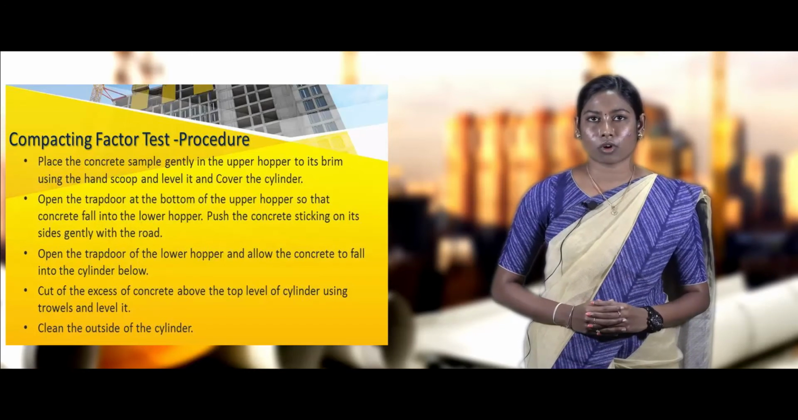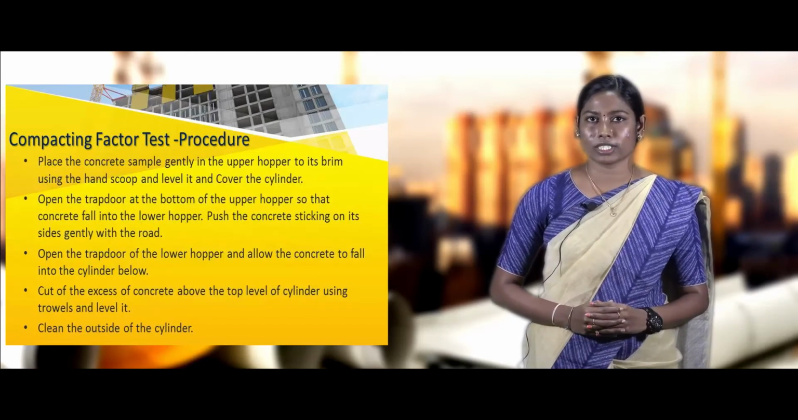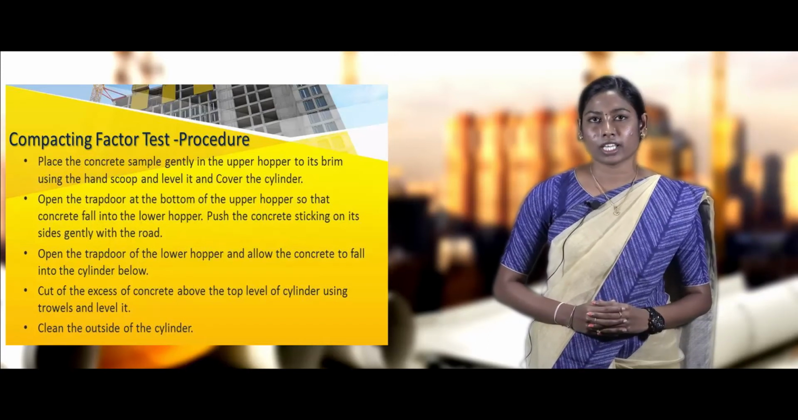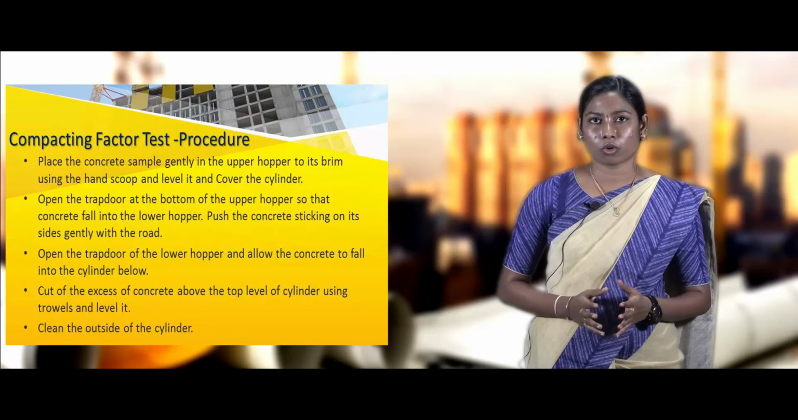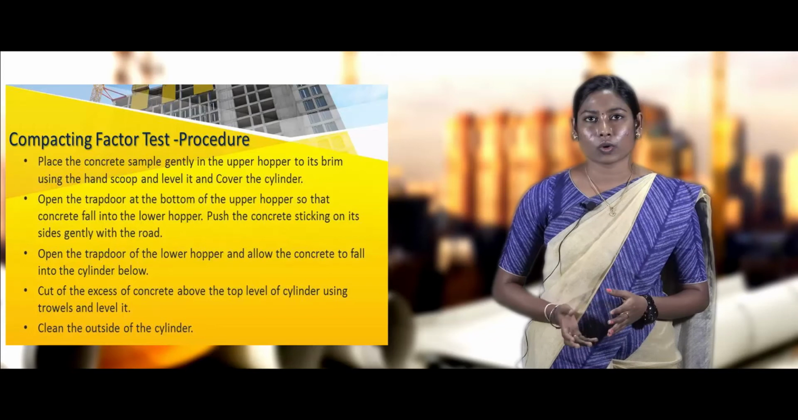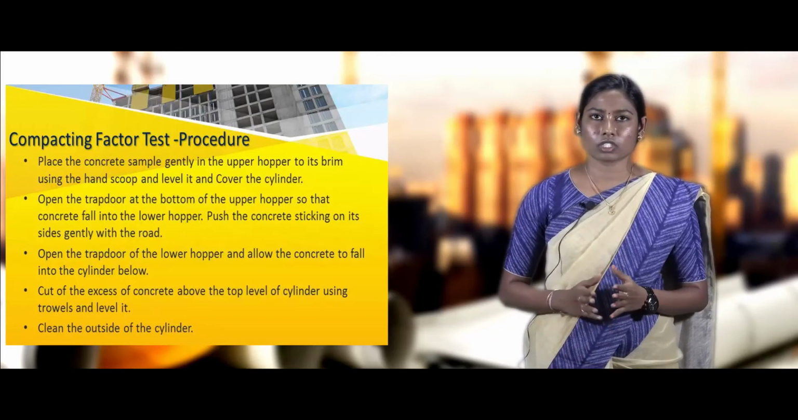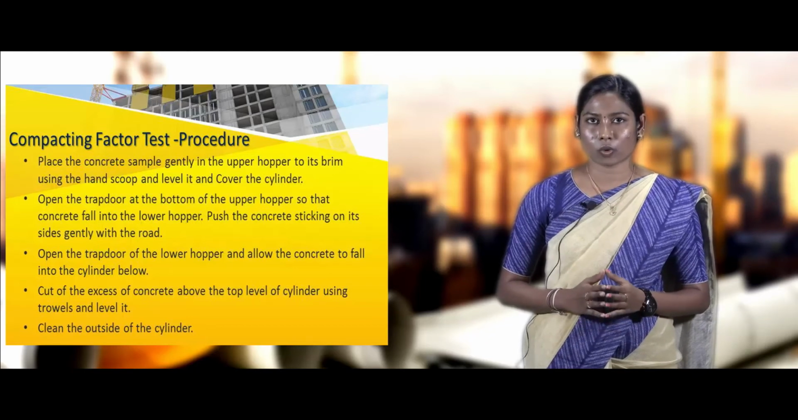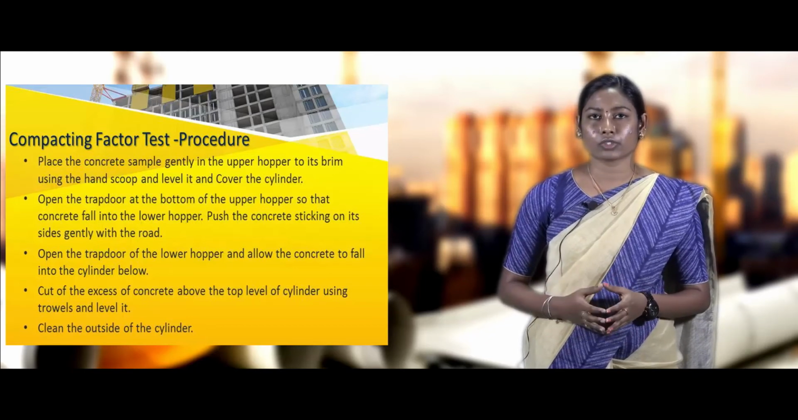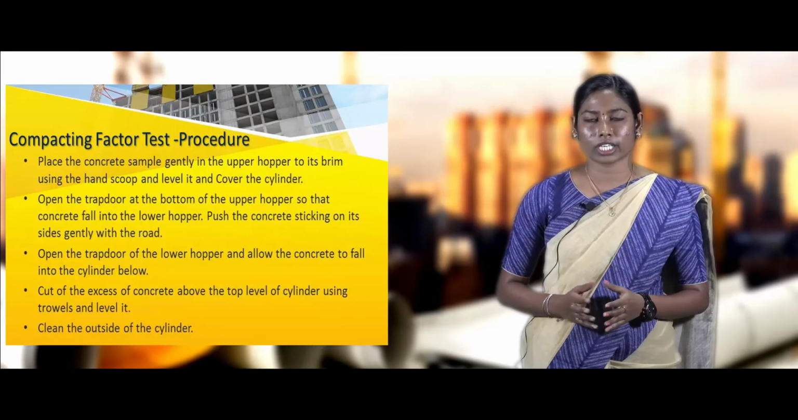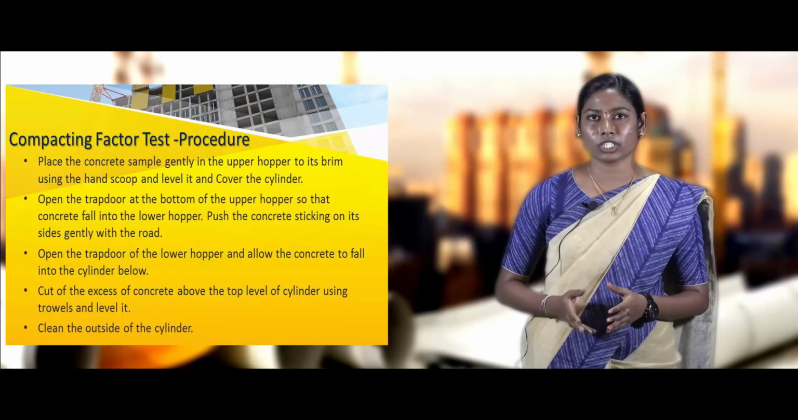Place the sample of concrete gently on the upper hopper to its brim and level it with the hand scoop. Then cover the cylinder. Then open the trapdoor at the bottom of the upper hopper. Then the concrete is allowed to fall into the lower hopper. Then remove the concrete which sticks on the sides of the hopper. Then open the trapdoor at the bottom of the lower hopper and allow the concrete to fall into the cylinder. Then level the top surface of the cylinder using a trowel, place it on the weighing machine and weigh the cylinder with concrete.